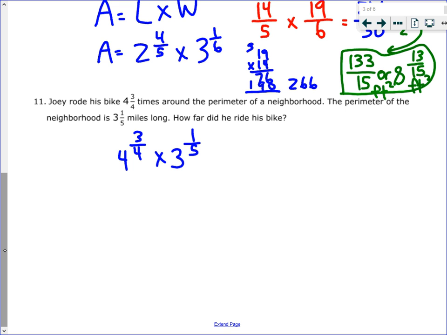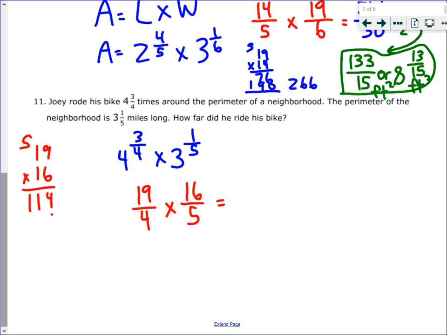Change it to an improper fraction, and then multiply it out. So we're going to change these to improper fractions. 4 times 4 is 16, plus 3 is 19. 19 fourths. 3 times 5 is 15, plus 1 is 16 over 5. Multiply those out, and you would get 19 times 16. Let's figure that out real fast. Now, I would do it a different way, but that's fine. Depends on which teacher you have. So 304.